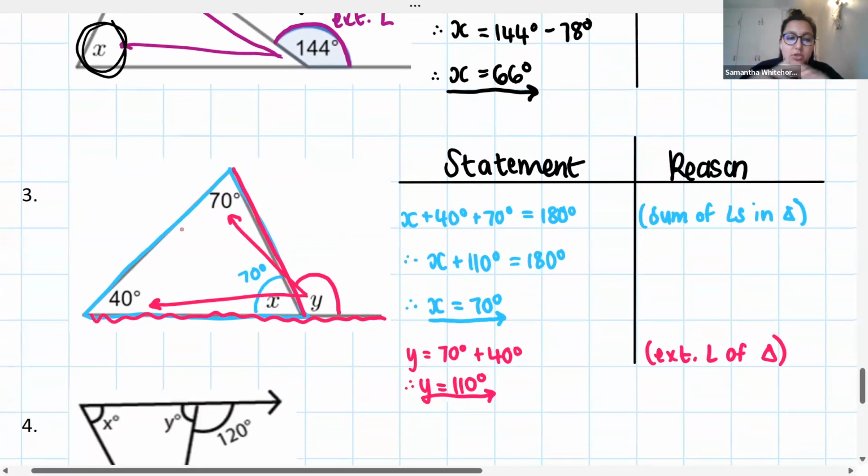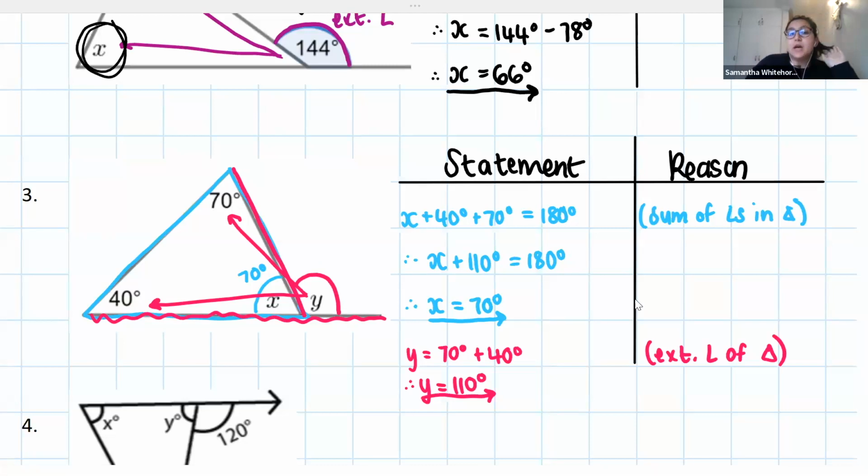So guys, that's the important difference between the two. Sum of angles in a triangle is when you have the angles inside and you're looking for one of them. Exterior angle is the fact that the angle outside your triangle must be equal to the sum of the 2 opposite interior angles.